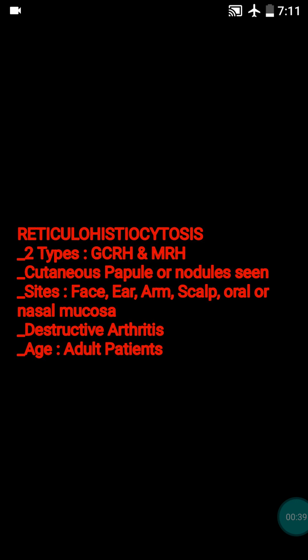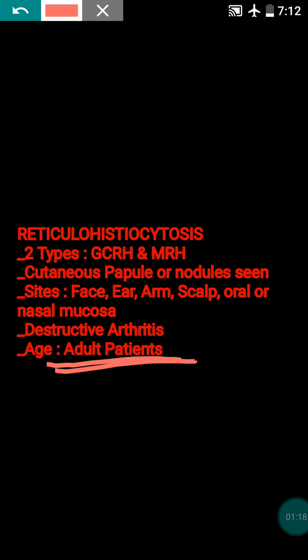What will be the clinical presentation? You have to remember that there will be cutaneous papules or nodules over the skin, right? The common site of involvement is the face. It can involve the ear, arm, scalp, and sometimes oral or nasal mucosa. The patient will have manifestations of destructive arthritis as well. That is the typical history regarding reticulohistiocytosis. Most of the patients are adults.